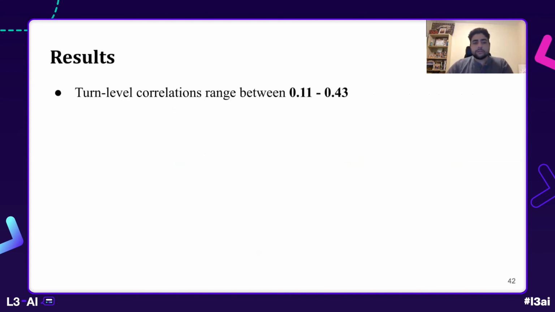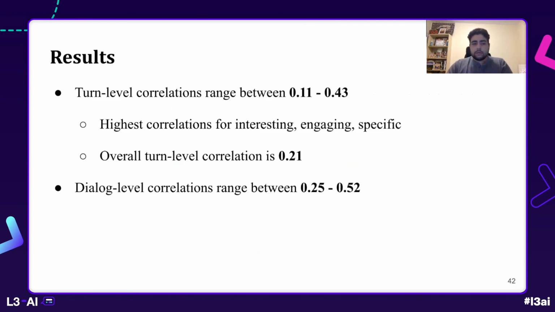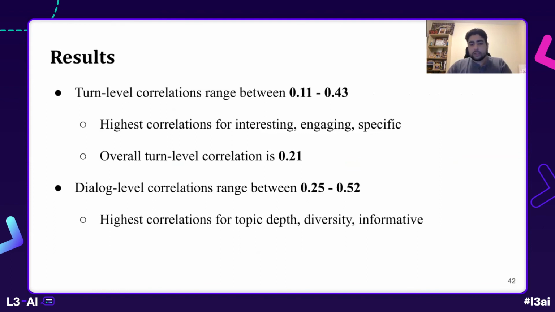So here are the results. Our turn level correlations range between 0.11 and 0.43. The highest correlations that we obtain are for qualities like interesting, engaging, and specific. And then the overall turn level correlation is 0.21. For our dialogue level correlations, we see scores between 0.25 and 0.52. The highest correlations are for topic depth, diversity, and informativeness. And then the correlation for the overall dialogue level quality is 0.44.